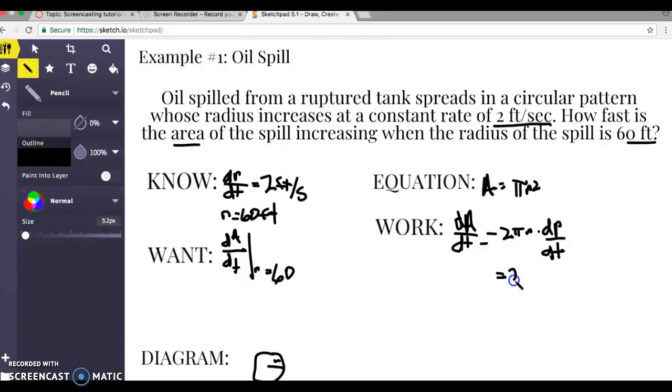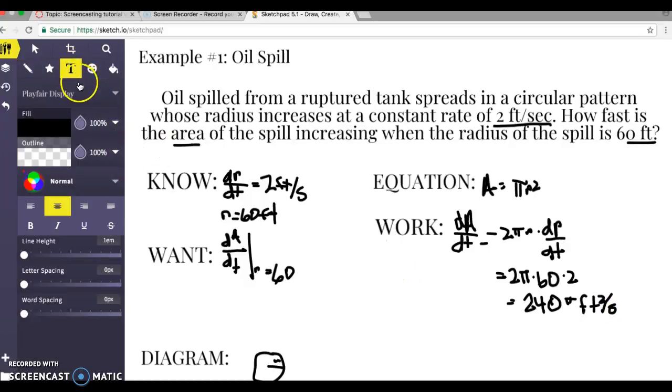So that would be 2 pi, they give us the radius, 60, times 60. They also give us dr dt, so times 2, which would equal 240 pi feet squared, this area, per second. And then typically on these types of questions, they want us to write a sentence.